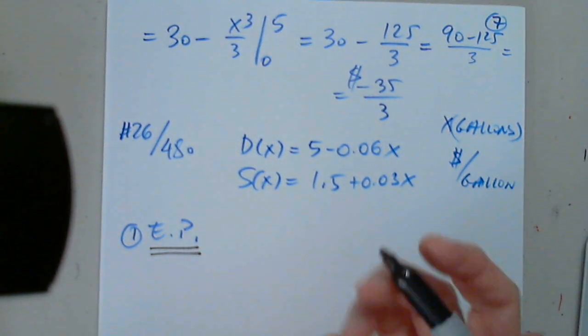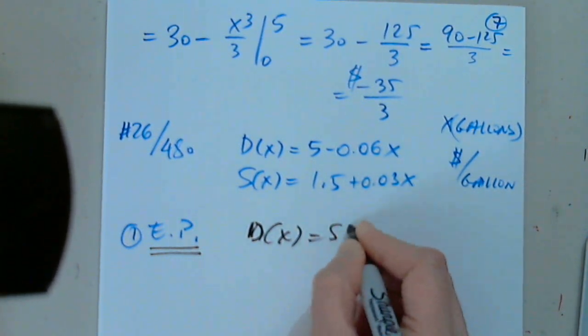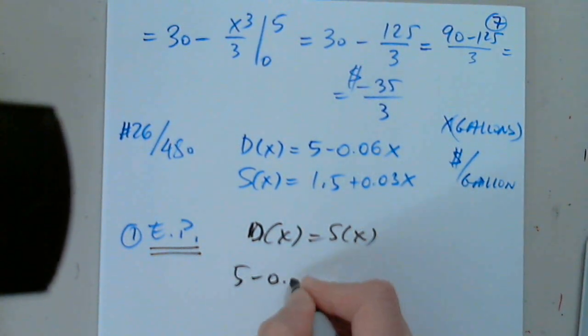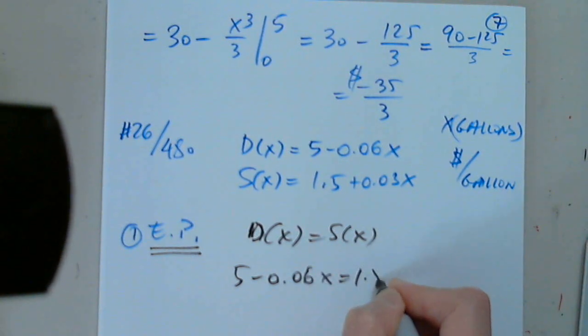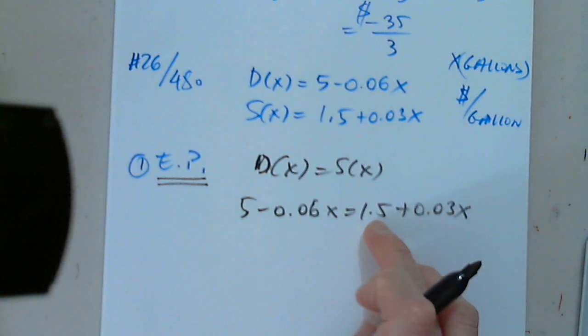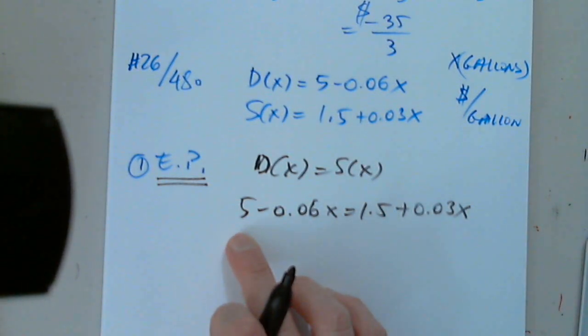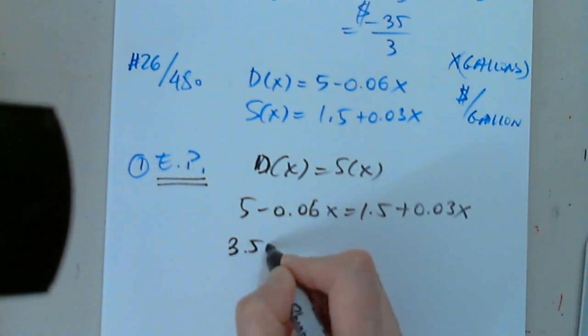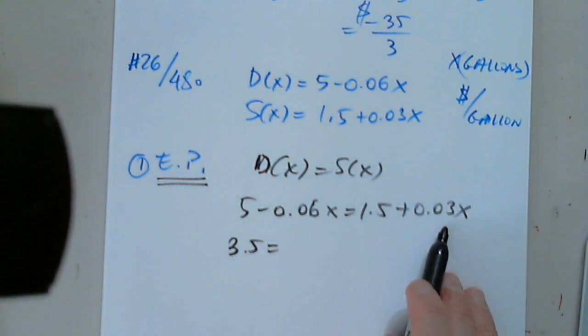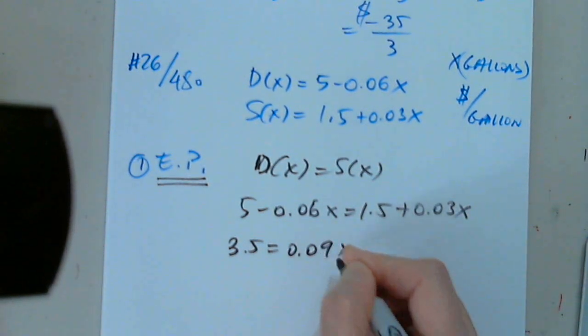Do we set D and S equal to each other? Very good. So d of x equals s of x. So 5 minus 0.06x equals 1.5 plus 0.03x. I move 1.5 to this side, subtracting it, right? So I get 3.5. I move 0.06 to this side, and I'm adding it. So 0.09x.